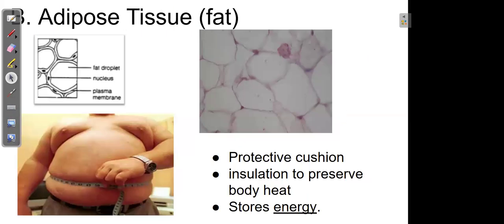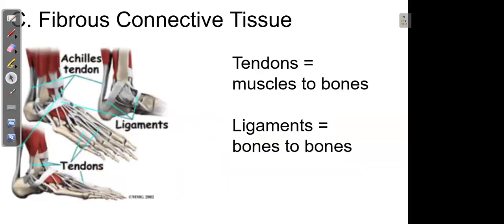So this is adipose tissue. What was the role of the adipose tissue? Adipose tissue was used to store fats. Right? It acts as a protective cushion, insulation to preserve body heat and stores energy. Fibrous connective tissue we had done in the last class, which were tendons and ligaments. So tendons and ligaments, they are the fibrous connective tissue.